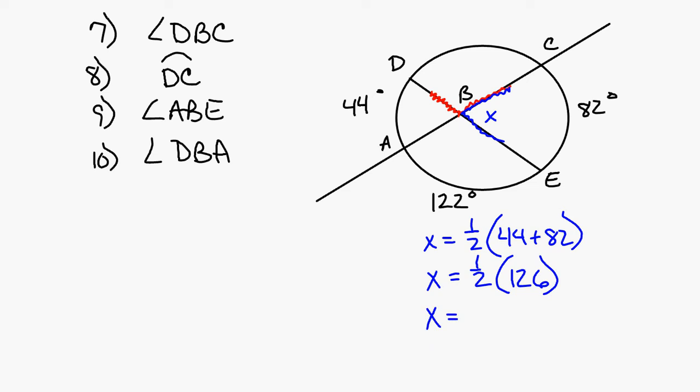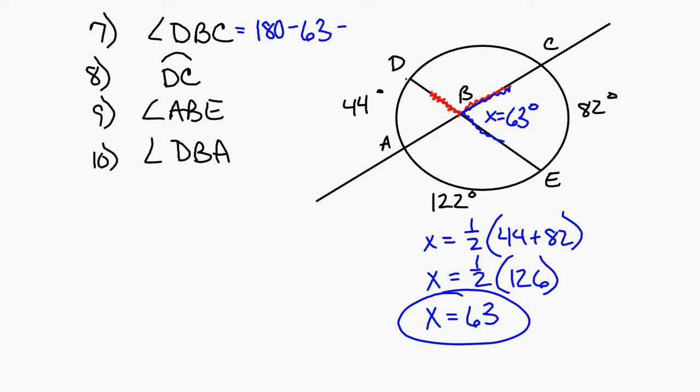So if X is equal to 63 degrees, then you can find angle DBC, because these two are a linear pair. So DBC is going to be equal to 180 minus 63, which is equal to 117. So now this angle is 117 degrees.